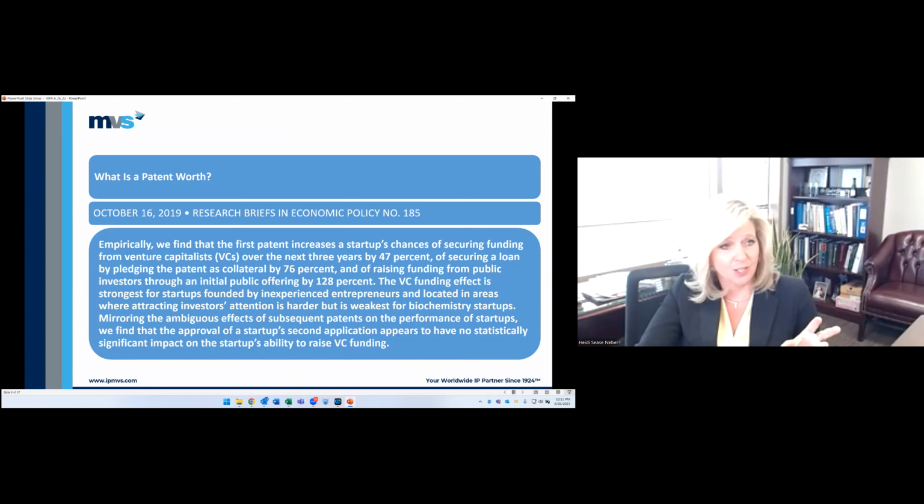I also like to show this slide that talks about the value of a patent for a startup or for a university. The first patent that a startup gets increases the startup's chances of securing funding over the next 3 years by 47%. So a utility patent on a plant or plant-related invention is valuable, and it can also increase the investor's initial public offering by 128%. So utility patents on plant varieties are definitely worth pursuing if we can.